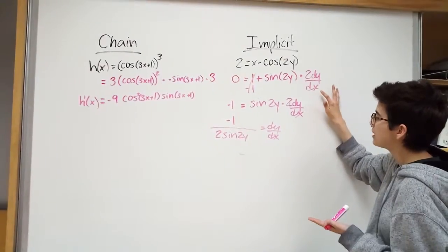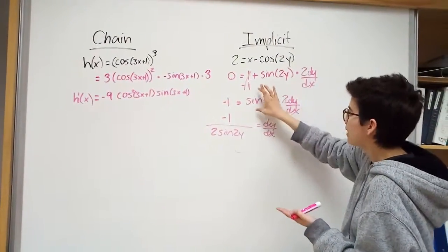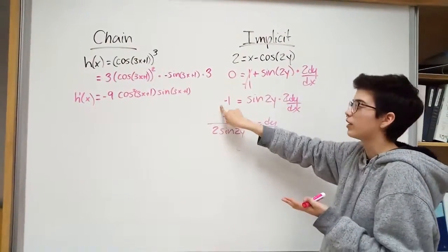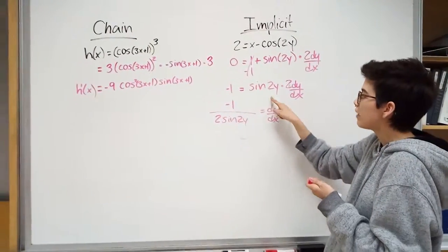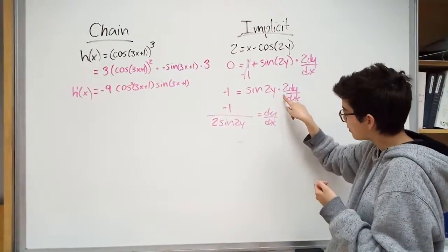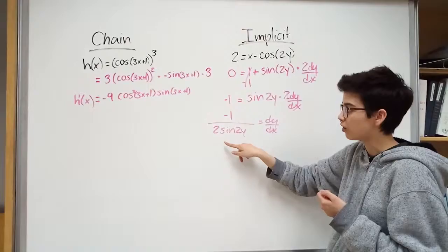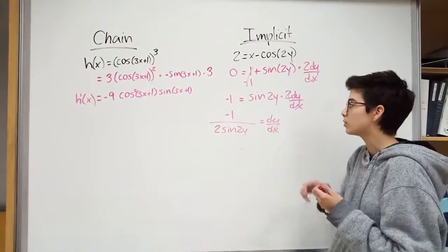So we have 2 dy dx, and this is just multiplied with this here, so we can move the 1 over and get a negative 1. Now we can divide by sine 2y on the bottom and by this 2, and we get negative 1 over 2 sine 2y is equal to dy dx.